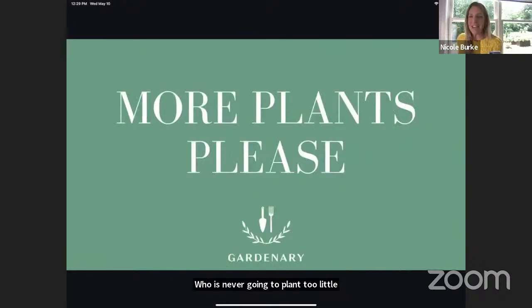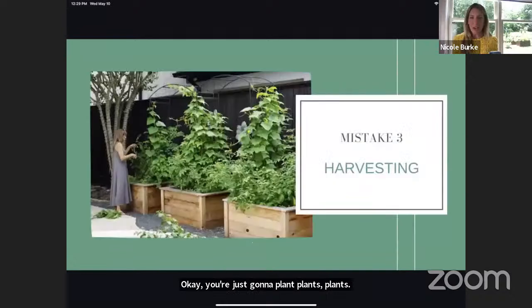Yes, so instead of not planting too little, I want you to remember my MPP, okay? More plants, please. Every day, every way, every time you're in the garden, you're just going to say MPP, more plants, please, okay? You're just going to plant, plant, plant. That's the answer to so many of our problems.